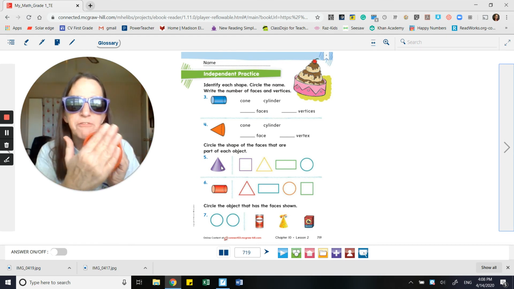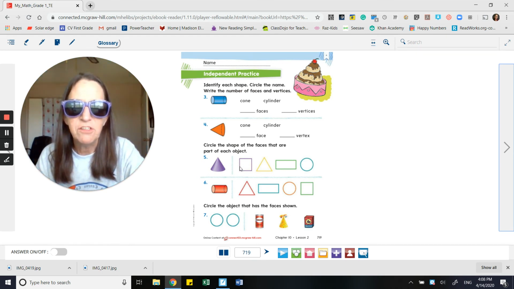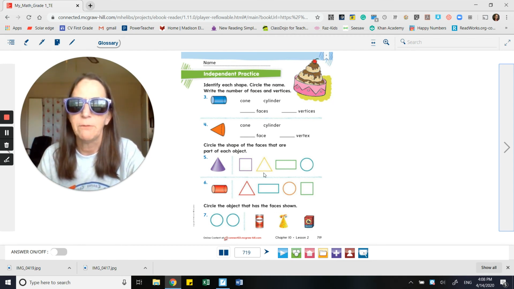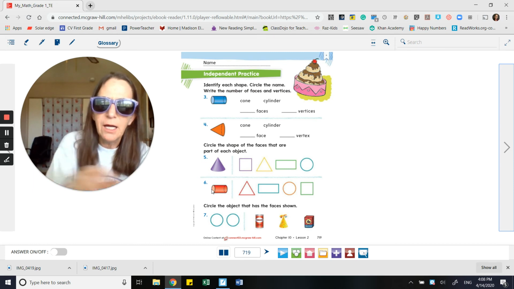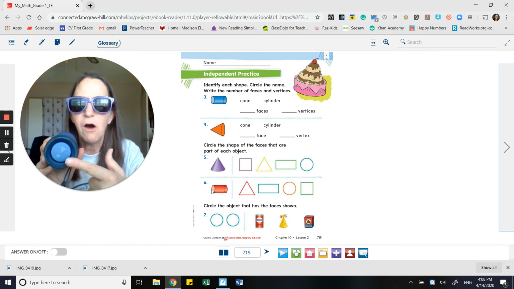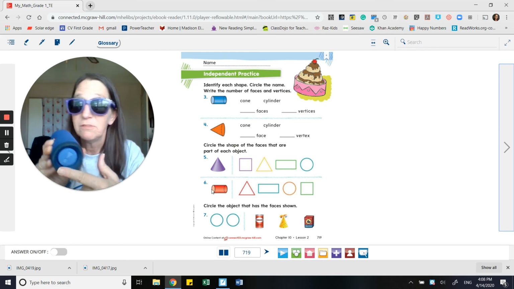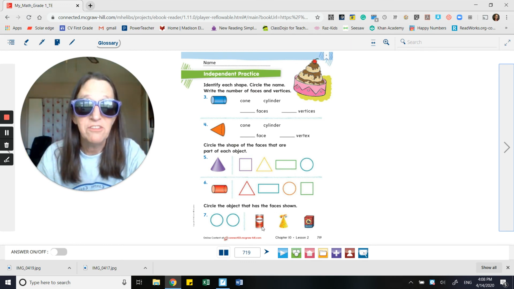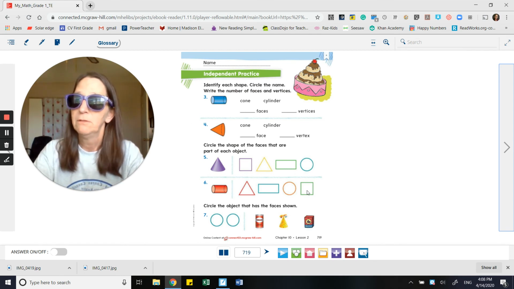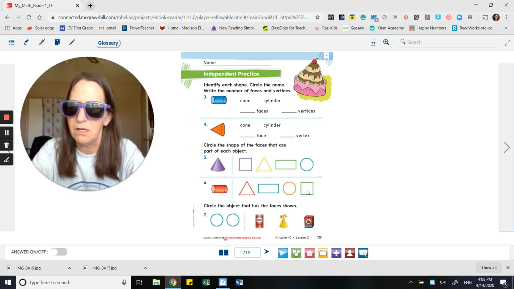When I look at the face of this, what do I see? Do I see a square, a triangle, a rectangle, or a circle? You can tell me that one. When I look at my cylinder, what do I see on my face? Do I see a triangle, a rectangle, a circle, or a square? Come on, you got this.